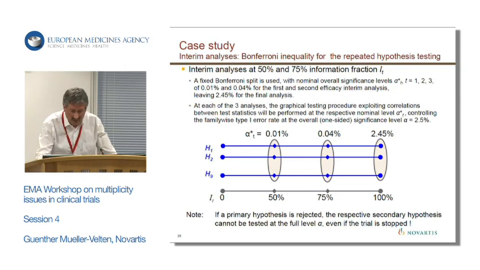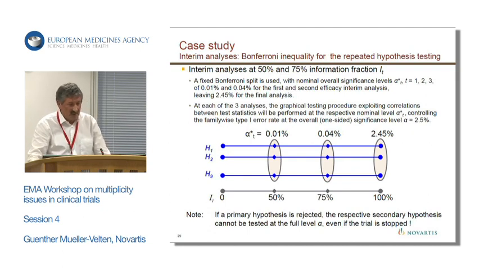So let me just comment on interim analysis. How do we deal with these two planned interim analyses at 50% and 75% information fraction? We decided to just use a Bonferroni split across the times, so that we assign a very small alpha, 0.01% for the first interim analysis and 0.04% for the second interim analysis. That leaves 2.45% for the final analysis. And then at each time point, we can fully exploit the correlations between the primary test statistics. And things would be very messy if you also would try to do alpha spending across the time points and try to exploit also the correlations among the time points.